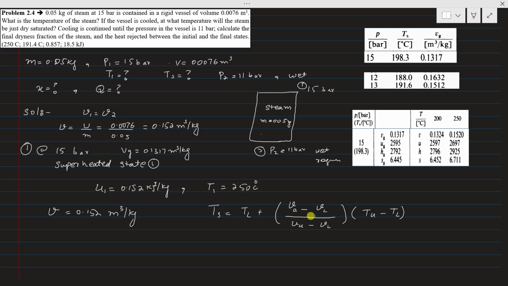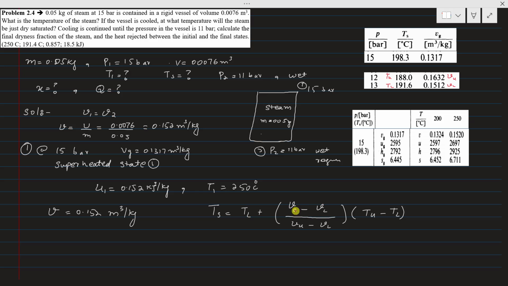Now these values you have taken from the upper and lower value from the saturated steam table, and put in this interpolation formula. You will get the TS value. Let me give you the values, what kind of value you will get from the saturated steam table. This is T upper, this is T lower, this is specific volume upper, this is specific volume lower. Now put that in this interpolation formula.